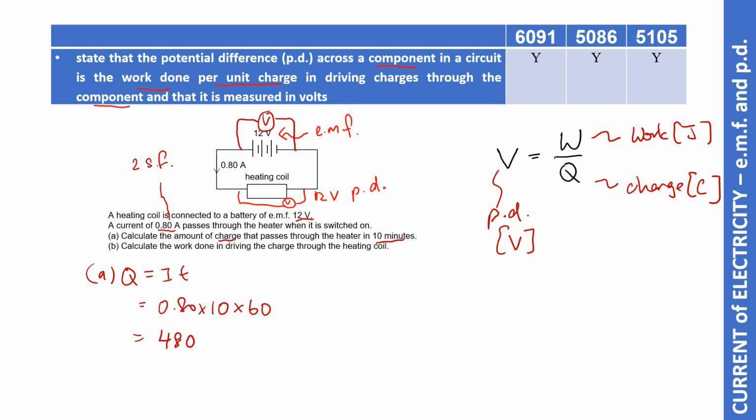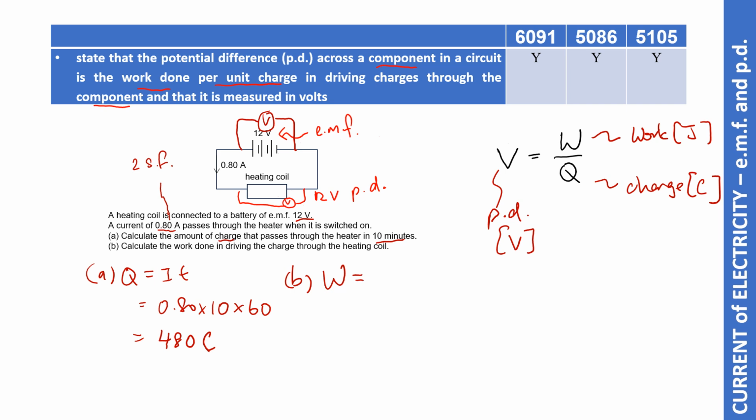So 480 coulombs, right? That's for part A. For part B, calculate the work done. So work done is equal to, okay, how do we find work done?